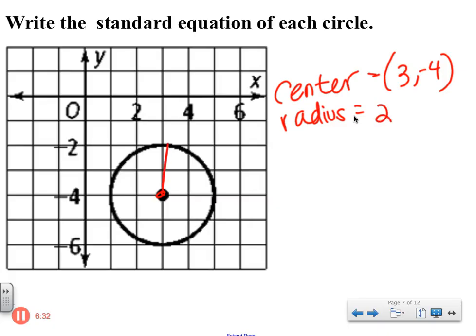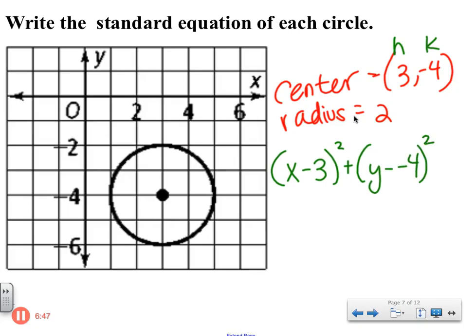Okay, so now I'm going to write my equation. So I'm going to start off with my h and my k. So I'm going to say x minus h squared plus y minus k squared. Go ahead and make that a plus. Equals my radius squared. So 2 squared is going to be a 4. Okay. So that's how you pull that information from a graph.